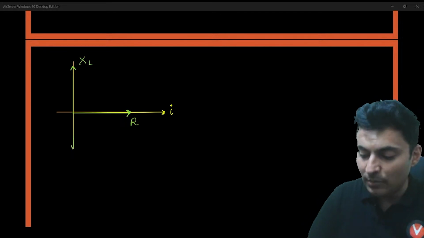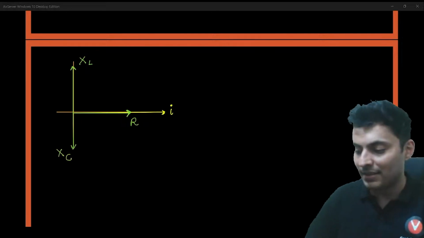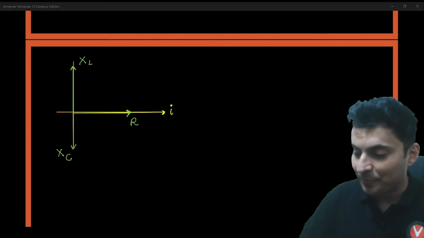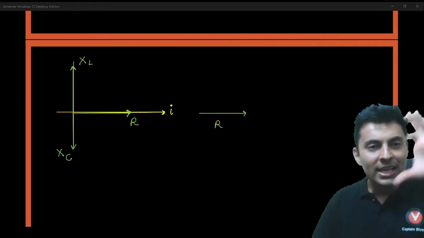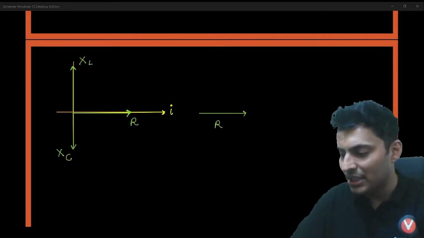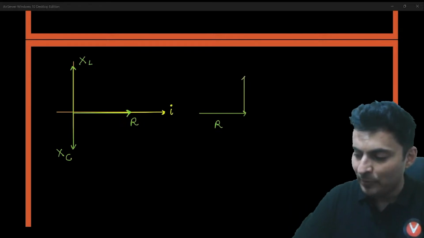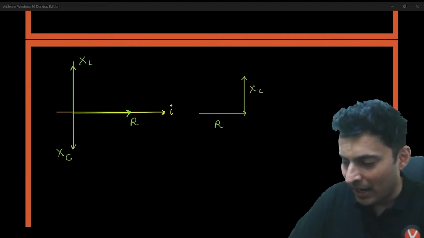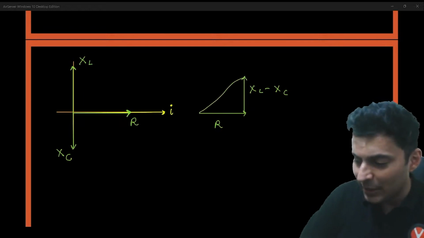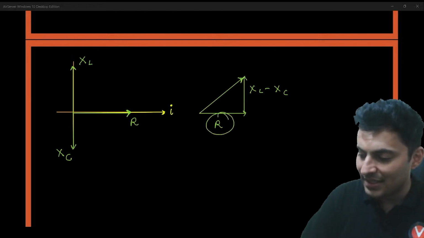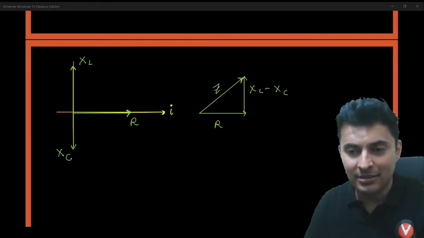You have XC below. Capacitor's resistance is called the capacitive reactance. So if you add these resistances also vectorially, XL and XC are opposite, so they will partially cancel. You are just left with XL minus XC, assuming XL is more. If XC is more, then XC minus XL. The resultant of resistance and reactance together is denoted by the symbol Z, which is impedance.